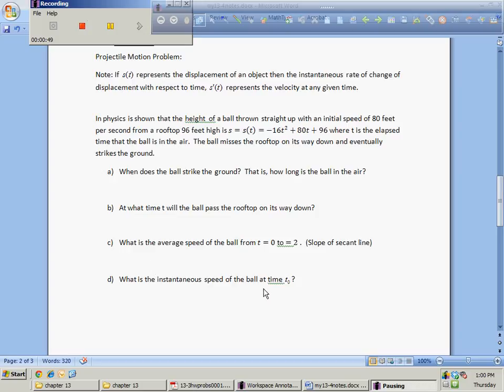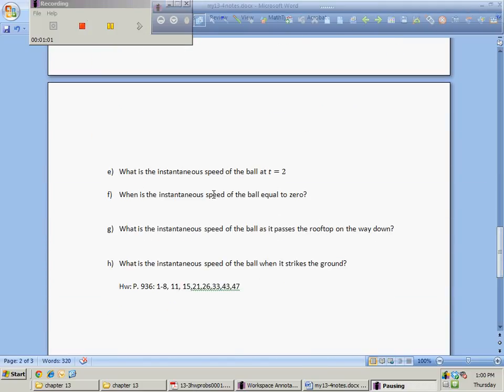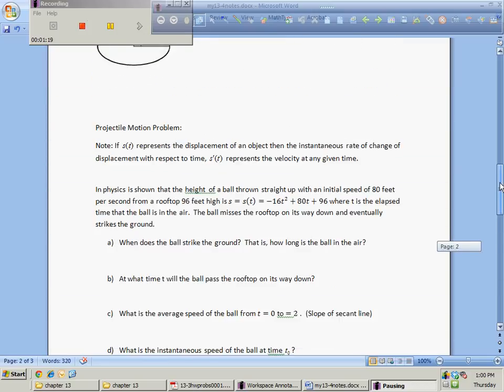What is the instantaneous speed of the ball at the start when it's launched? What is the instantaneous rate of change of the ball at time t equals 2? When is the instantaneous speed of the ball equal to 0? What is it when it passes a rooftop? Et cetera, et cetera. You can answer all those questions with the equation of the derivative.